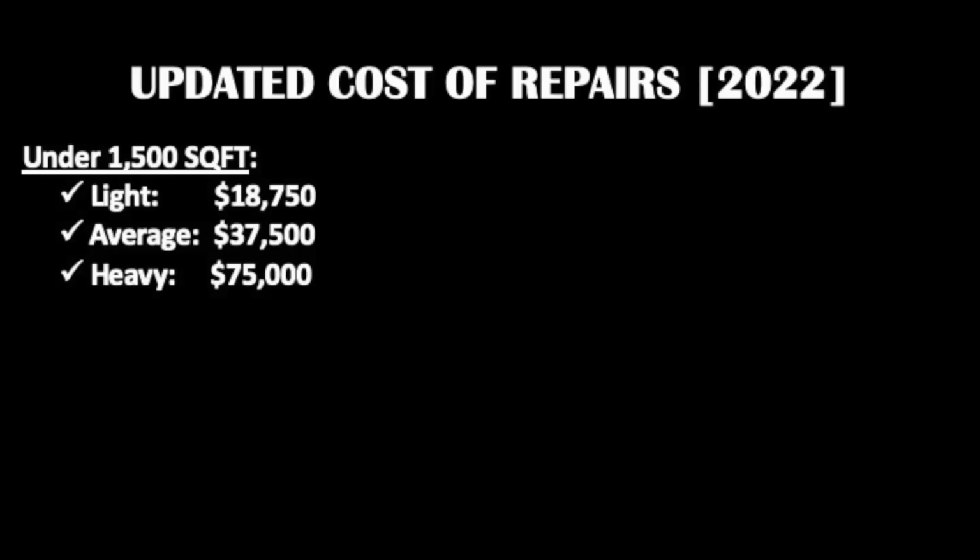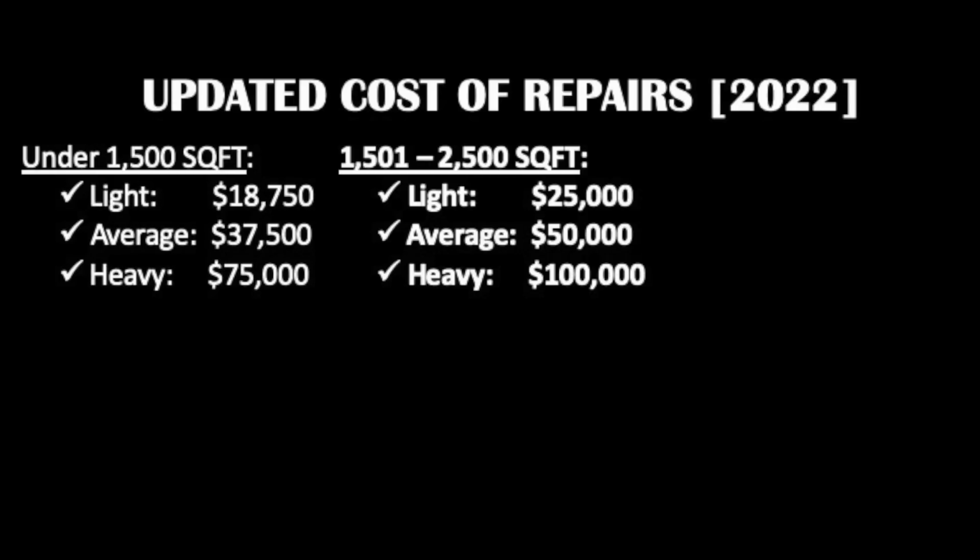Here they are. For homes under 1,500 square feet, a light carpet and paint rehab costs $18,750. An average carpet and paint kitchen bath rehab costs $37,500, and a heavy complete gut rehab costs $75,000. For homes 1,500 to 2,500 square feet, a light carpet and paint rehab costs $25,000. An average carpet paint kitchen bath rehab costs $50,000, and a heavy complete gut rehab costs $100,000.